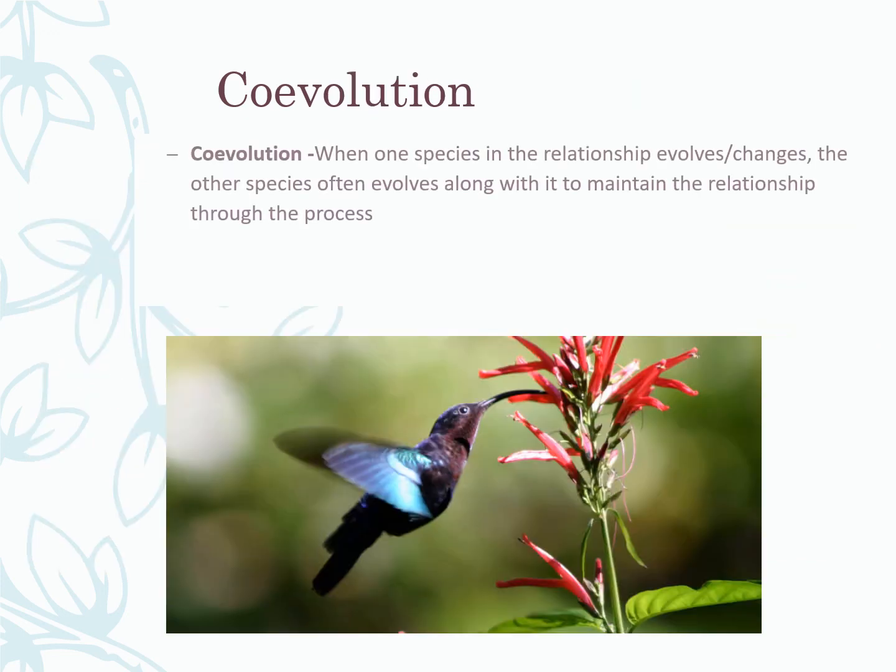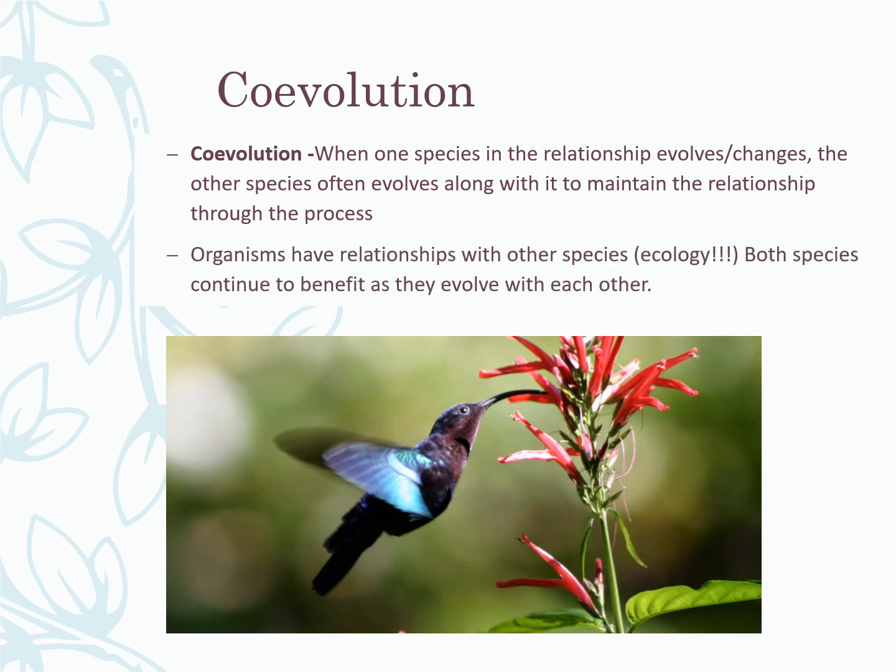Lastly, there is coevolution. Coevolution is when there are two species that rely on each other to be successful. When one species in the relationship evolves or changes, you'll often see that the other species also evolves or changes to keep up with the relationship that leads them both to be successful over time. Organisms with relationships with other species, this is basically the definition of ecology. Ecology is organisms interacting with each other and their environment. So both species in this situation continue to benefit as they evolve with each other.